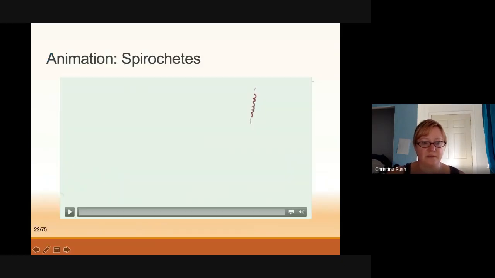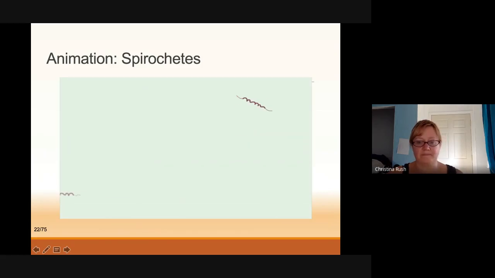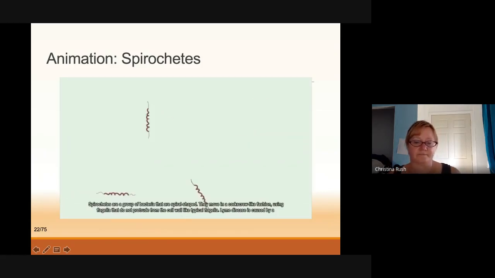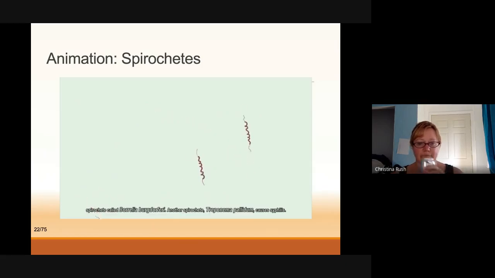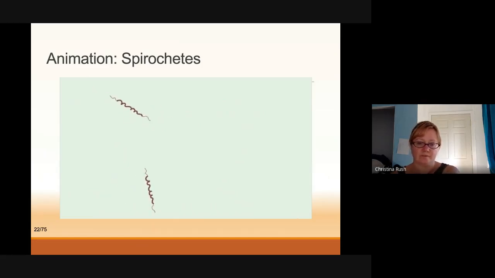So here's an animation of that. Spirochetes are a group of bacteria that are spiral-shaped. They move in a corkscrew-like fashion, using flagella that do not protrude from the cell wall like typical flagella. Lyme disease is caused by a spirochete called Borrelia burgdorferi. Another spirochete, Treponema pallidum, causes syphilis.